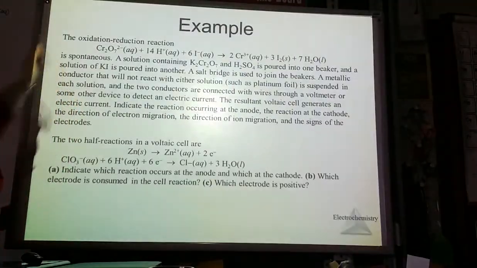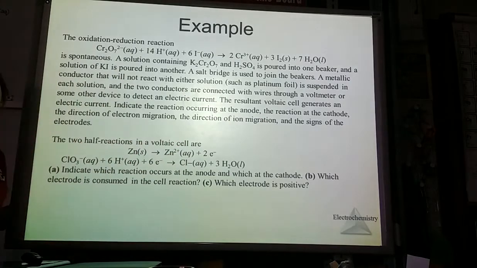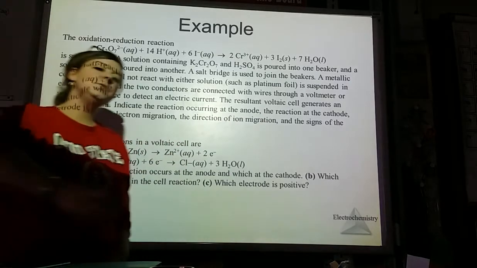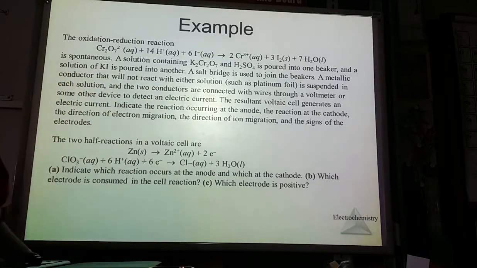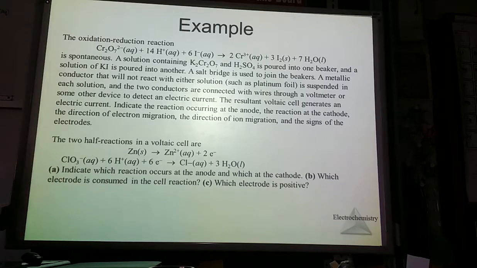So hopefully that makes sense. So we have that, and then the signs of the electrodes. Anode's always going to be negative, cathode's always going to be positive, so we answered that question too. Next one, the two half reactions in a voltaic cell are given to you as follows. It says indicate which reaction occurs at the anode and which at the cathode.